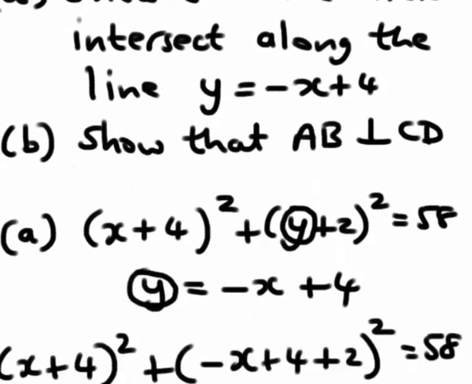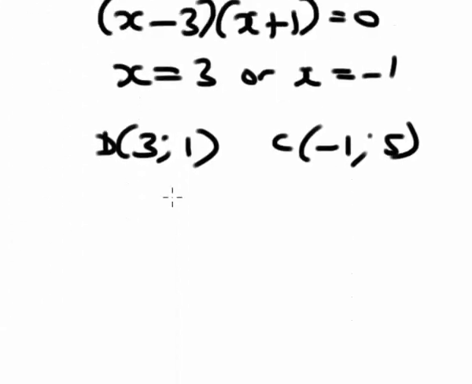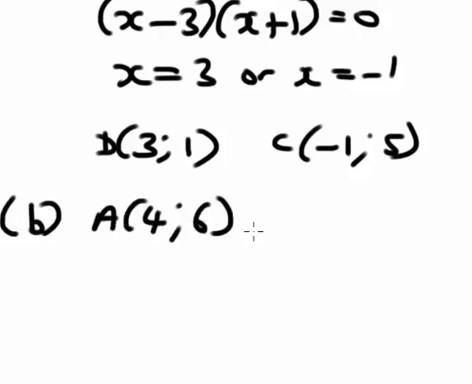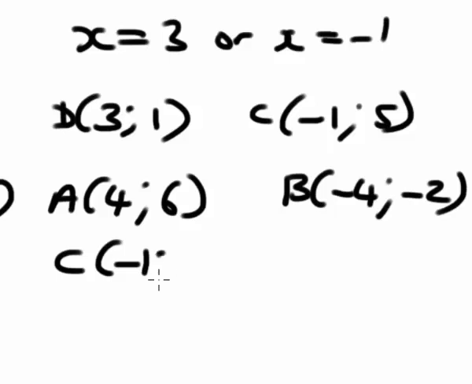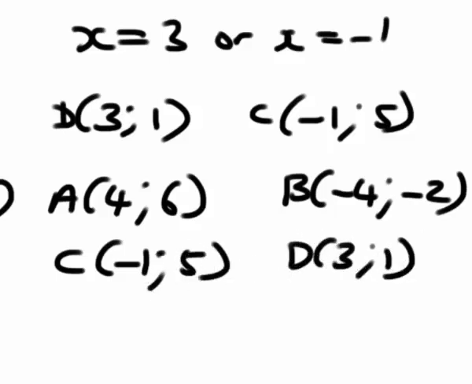Let's have a look. I'm going to write down all those coordinates quickly here. In part B, we've got A being the point 4, 6. That's the center of the small circle. The center of the bigger circle is this one. We've got C being minus 1 and 5, we worked it out, and D being that. So let's have a look at the gradients quickly.